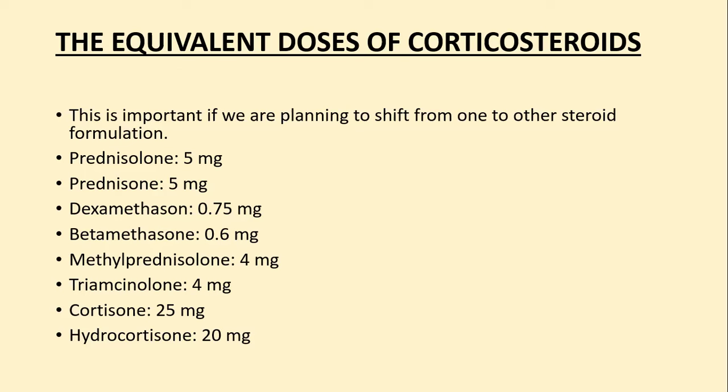Then methylprednisolone, 4 mg is equal to 5 mg prednisolone. Triamcinolone 4 mg. Cortisone 25 mg. And hydrocortisone is 20 mg.